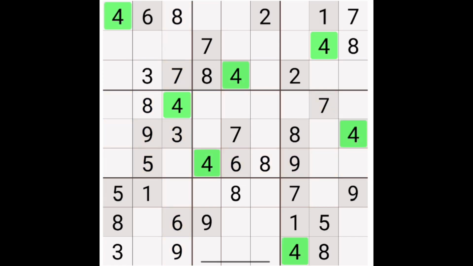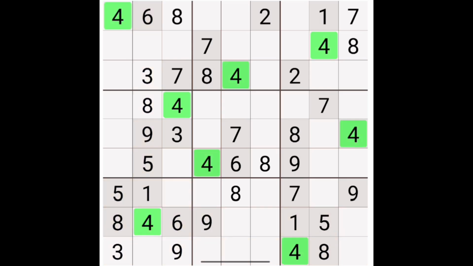Okay. Now let's complete this box with 4. Here 5, 1, 8, 6, 3, 9 are there. 4 is not there. So let's complete it with 4. See, 4 cannot come at this place because 4 is here. 4 cannot come here because 4 is just exactly right side of this cell. So 4 will come at this place.